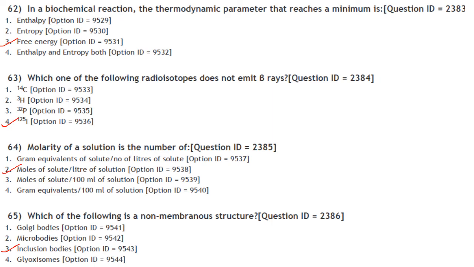Then which one of the following radioisotopes does not emit beta rays? So it is iodine 125. It emits gamma rays, not beta rays. Then molarity of a solution is moles of the solute per liter of the solution. Answer is option 2. Which of the following is a non-membranous structure? So it is microbodies.